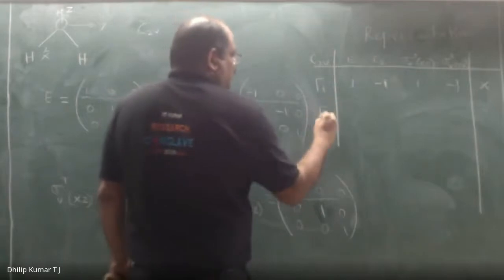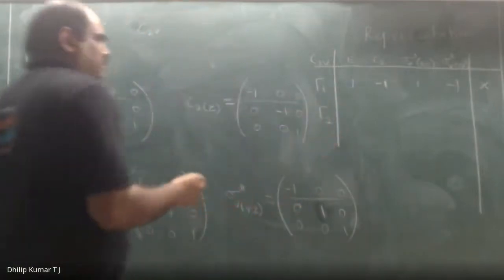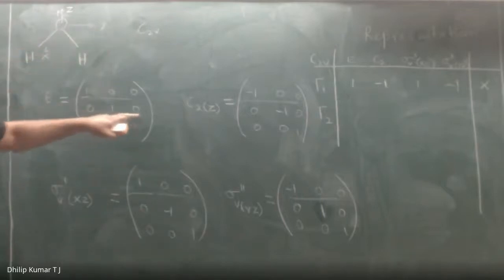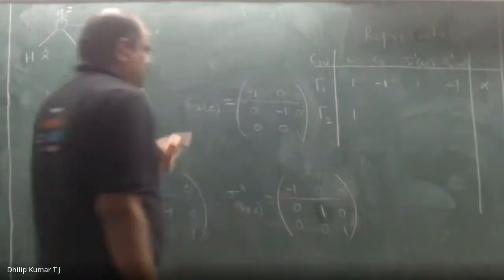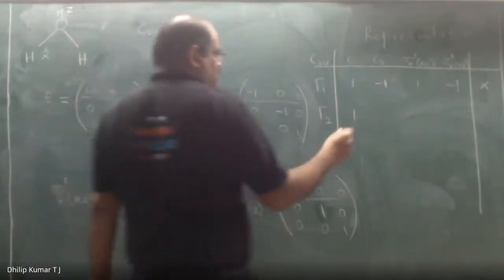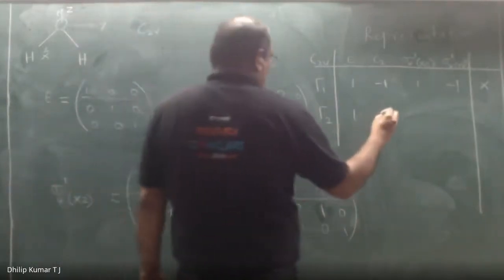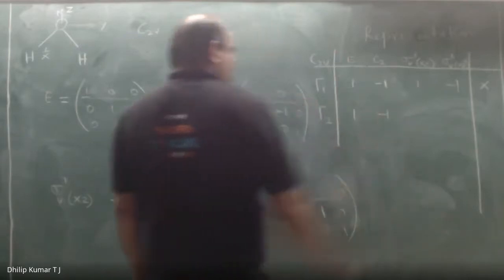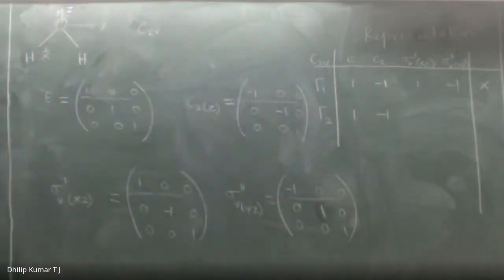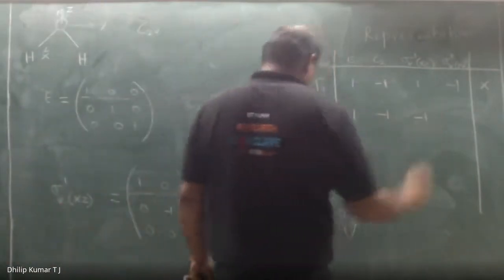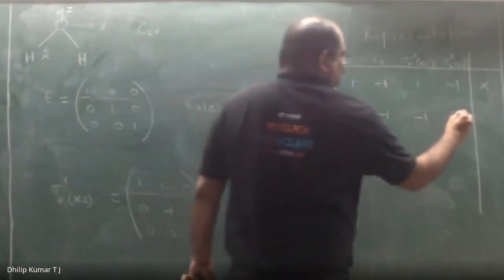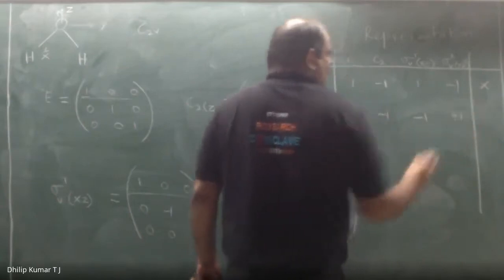Now let's go to gamma 2. It's the y-axis we can take. If you take the y-axis, its matrix elements are: for E it is 1, for the C2 rotational axis it is -1, for the sigma v plane again it's -1, and for sigma v double prime it is positive 1. So this is for y.